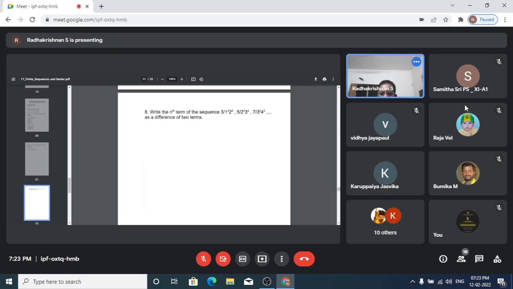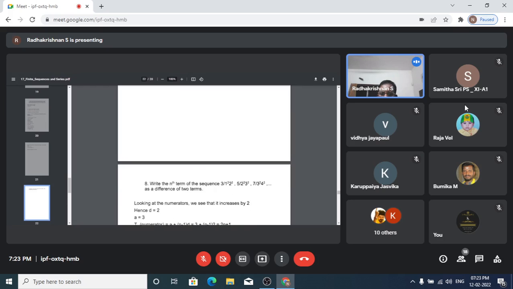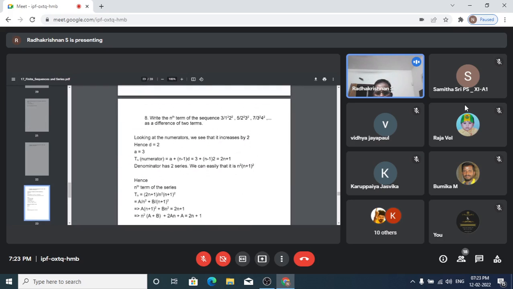Okay. Good. Denominator n square into n plus 1 the whole square. Correct. Very good. So for the numerator, we see that a equal to 3 and d equal to 2. So Tn will be a plus n minus 1 into d, which is 3 plus n minus 1 into d. On simplifying, 2n plus 1.